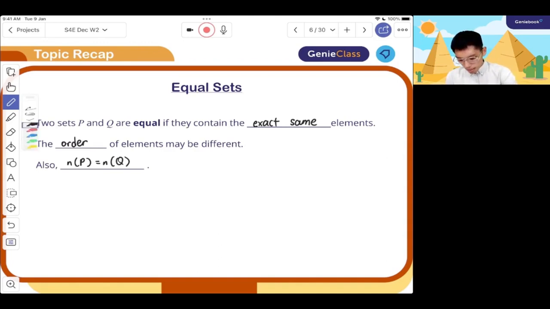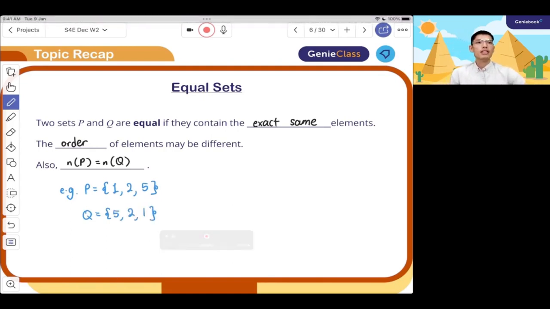So example, one very simple example I can give you all. P is my set, in this case, say {1, 2, 5}. That is where I use the curly bracket. So Sihan, you can take note over here. And Q, even if I write it in a different order, say {5, 2, 1}.